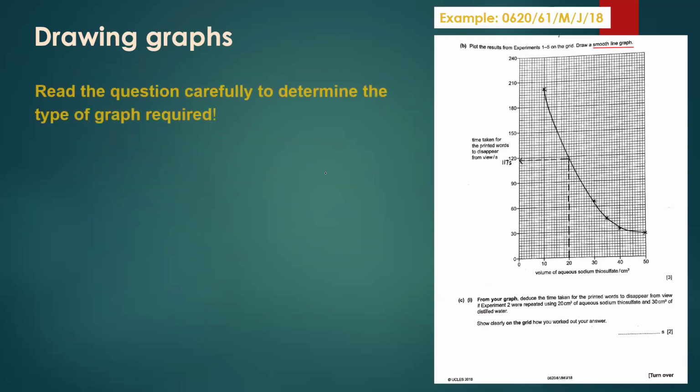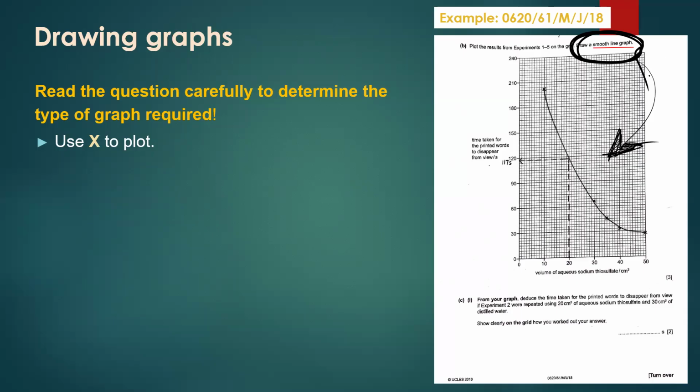Then drawing the graph, read the question carefully to determine the type of graph required. Is it a line graph or a curve? If you want to draw the line of best fit or a curve of best fit, sometimes in line of best fit also you will draw a curve. Like in this one, in the question here, they will ask you to draw a smooth line graph, but what they do is a curve. So this is also possible, that sometimes you have to draw a curve according to your points, but they are asking you in the question to draw the line.